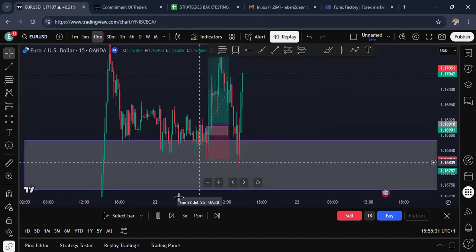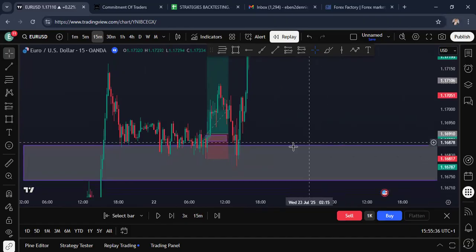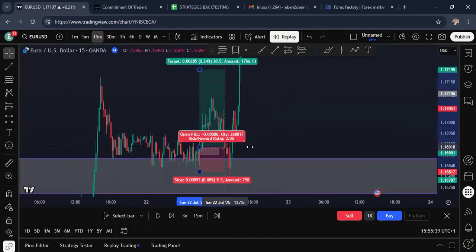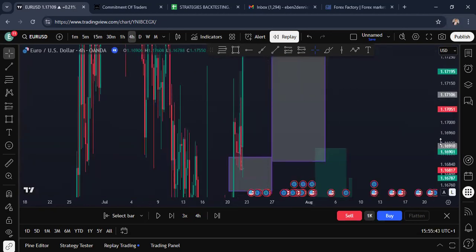Okay, after going our direction, it came and took us out in loss. After taking us out in loss, it finally went to our direction, as you can see. So this trade was a loss. Okay, so it's a very simple strategy. The rules are very simple.